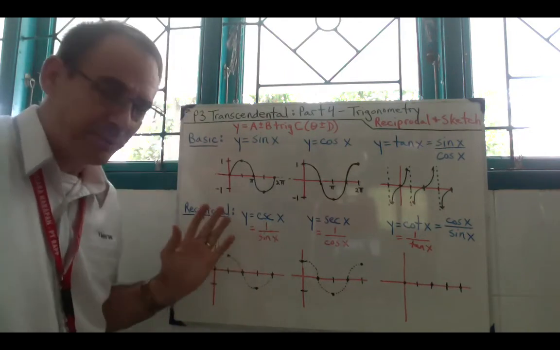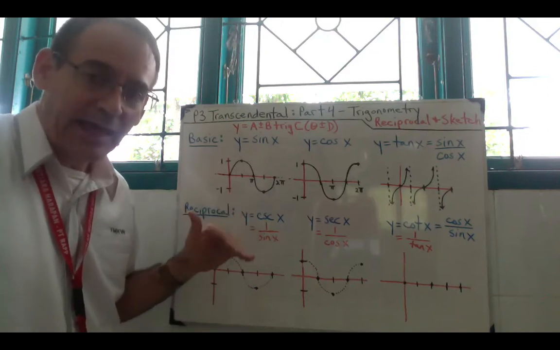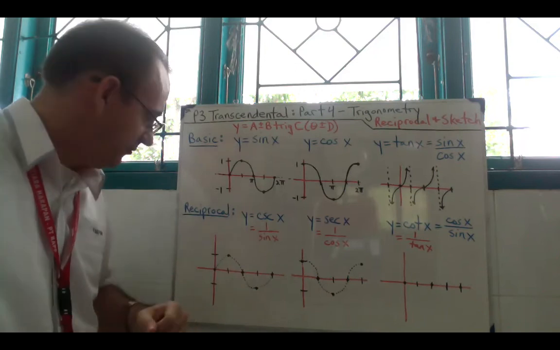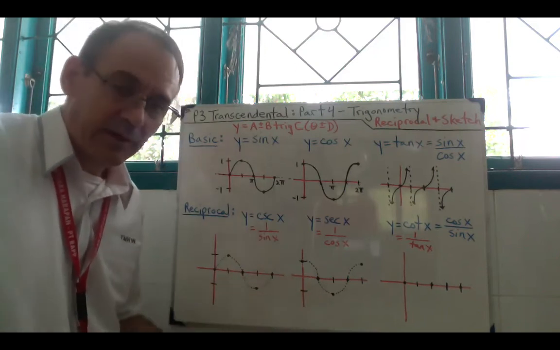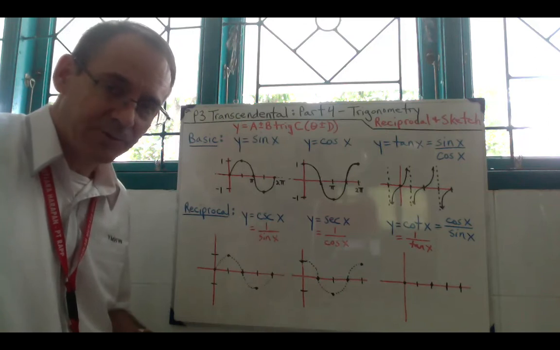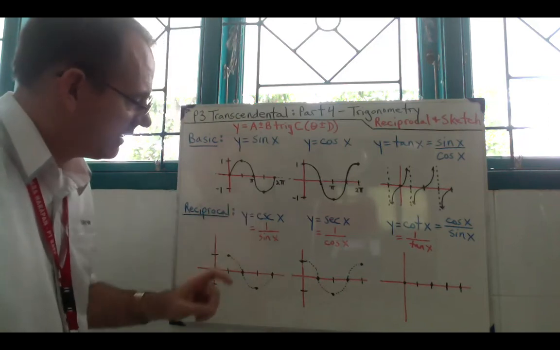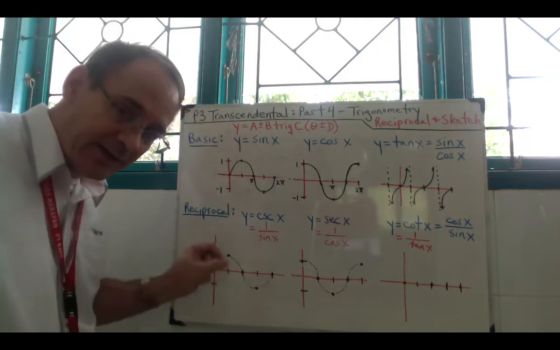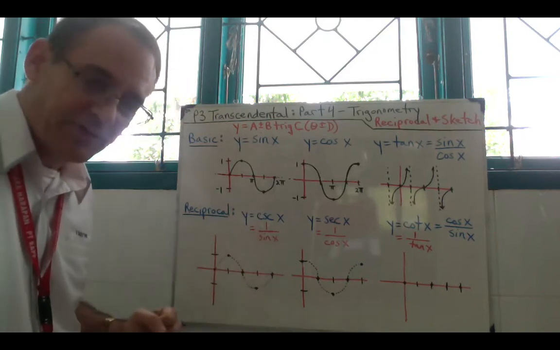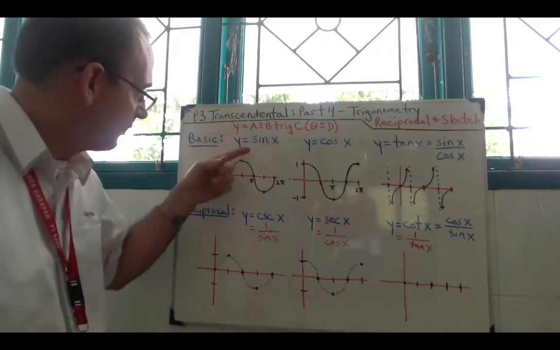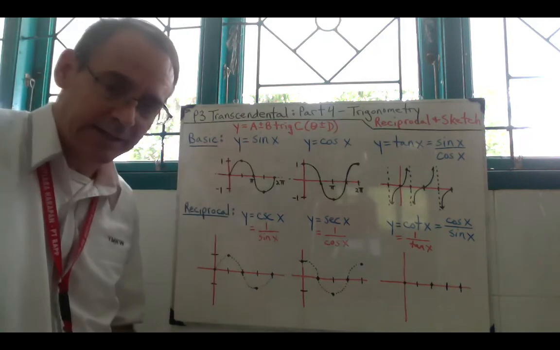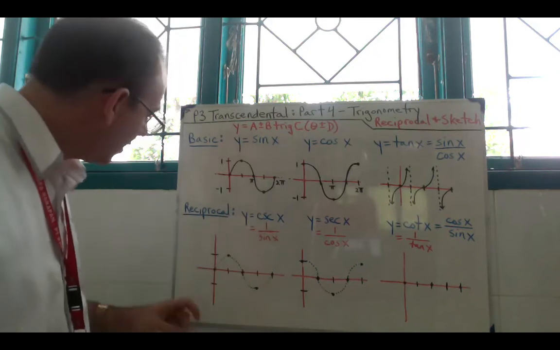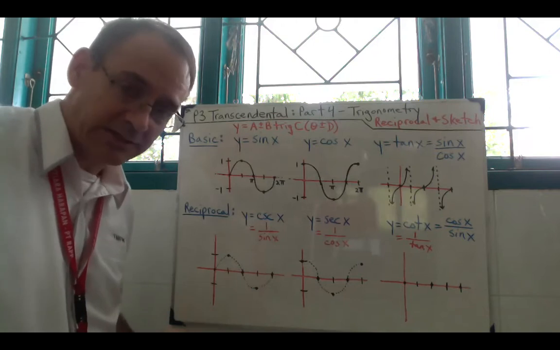Since you are reciprocating a basic function, the easiest way to do the graphs is to start with the basic function to begin with. So since cosecant is the reciprocal of sine, I've already put in a dotted line to represent the sine graph, just like up here, but in dotted lines.